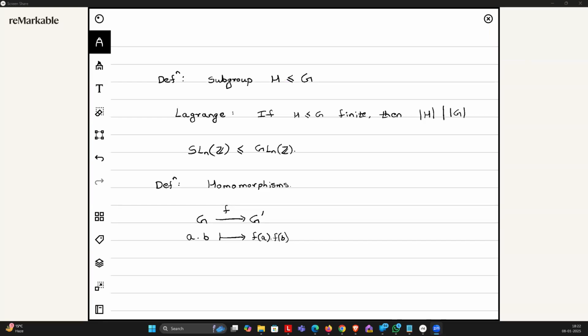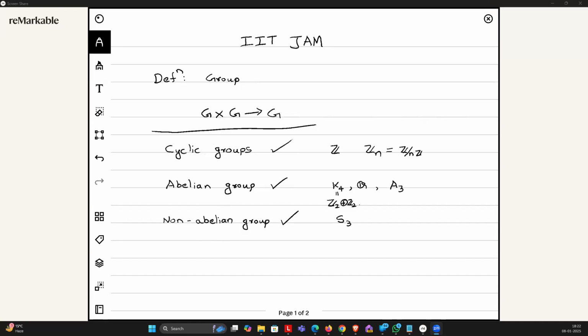Excuse me, sir. Can you please move the screen a bit to the first slide? Actually, I wanted to copy the definitions down, but couldn't. Thank you, sir.